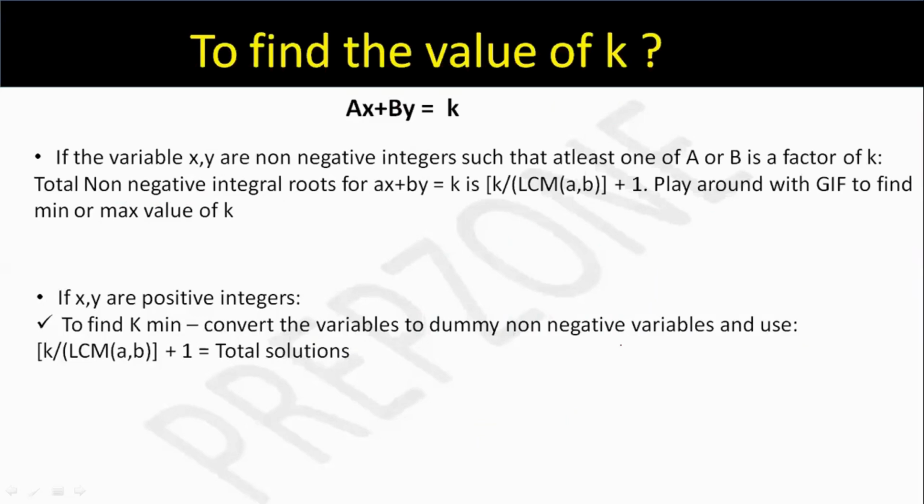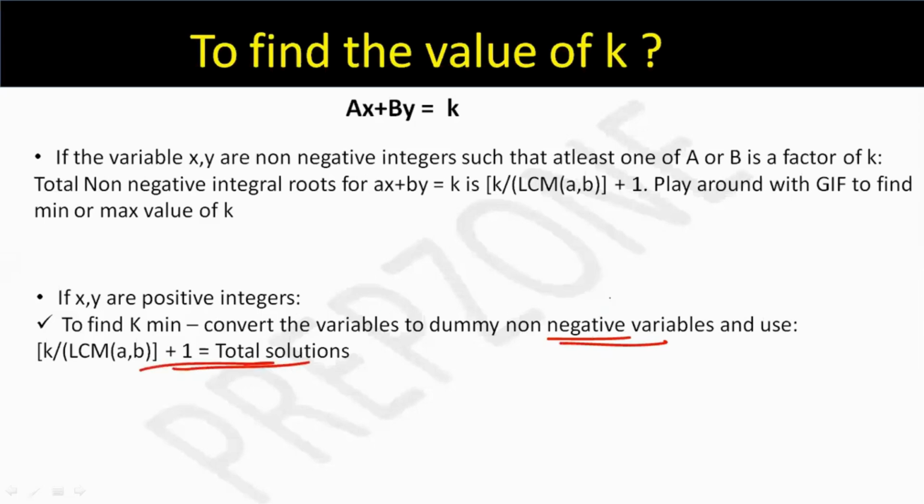But this was if x and y are non-negative, right? If the question gives that x and y are positive integers, ठीक है, x and y are positive integers, a and b values are given, you need to find the minimum and the maximum value of k such that the given equation has say 10 solutions or say 15 solutions. So if you have to find k minimum, what you do is you basically convert the variables to dummy non-negative variables and use this particular formula.